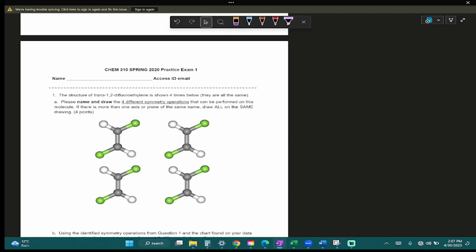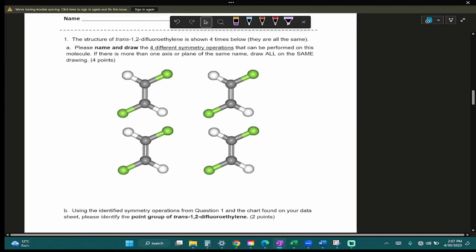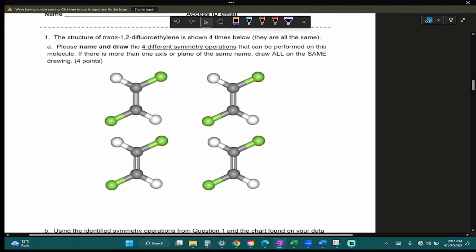Alrighty, let's start then. So this first question, it's a symmetry question. They give us trans-1,2-difluoroethylene, and they just want us to identify the 4 different symmetry operations. So what's the first one we should always identify when we're doing this? E, identity. That's a free one. Always identify it. You don't have to do anything to draw it. That's just what it is.